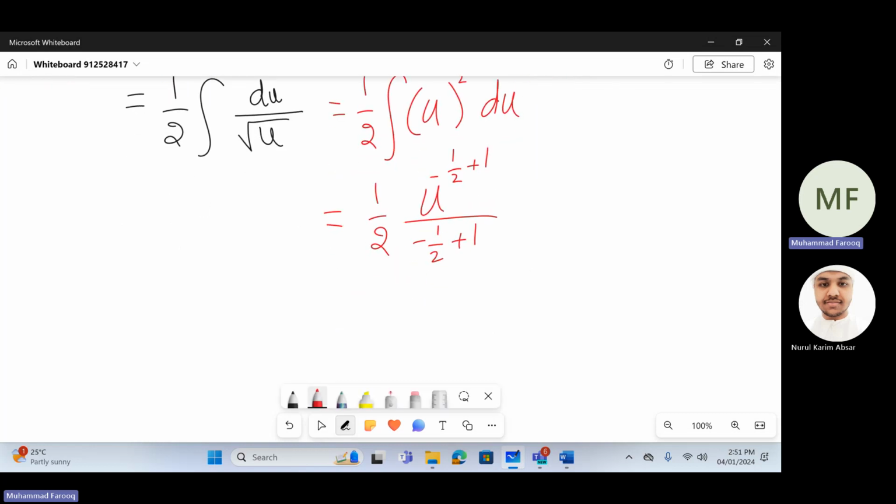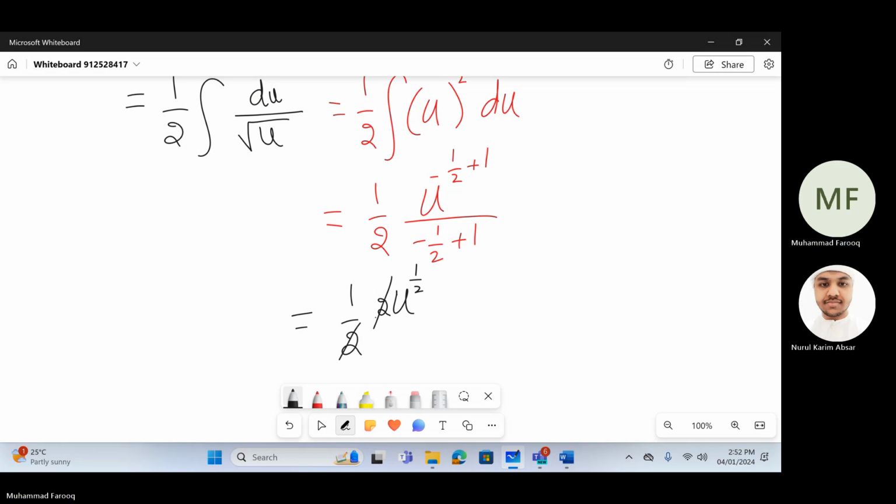Now simplify one more time, 1 by 2. How much is minus half plus 1? Half, positive half. So you have u power positive half, and down also positive half, so it will flip. If you understand here, very nice. So I can put this 1 by 2 in the denominator like that, 2 times. Because dividing by half, it flips. If the 2 goes up, 2 cancels 2, very nice.